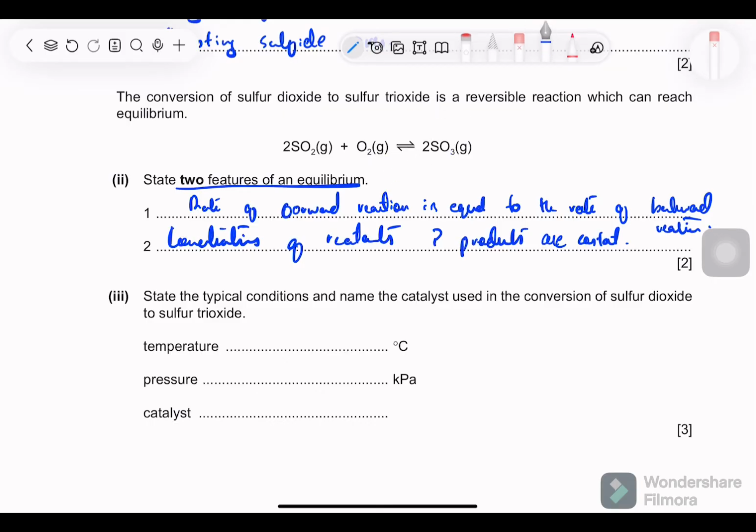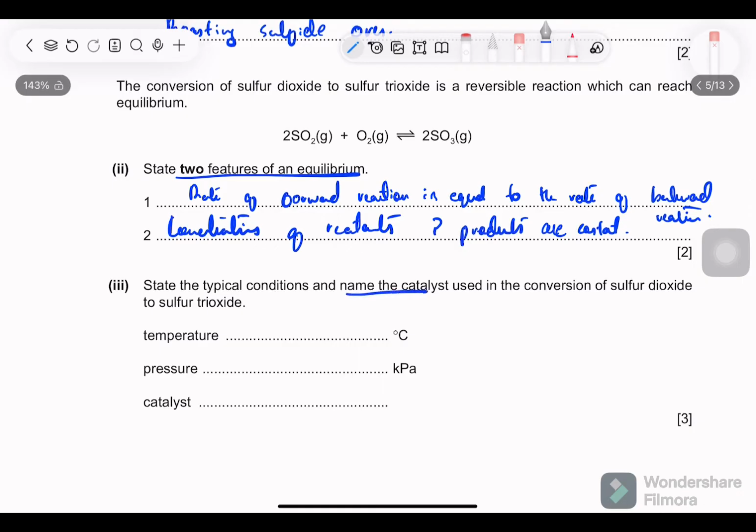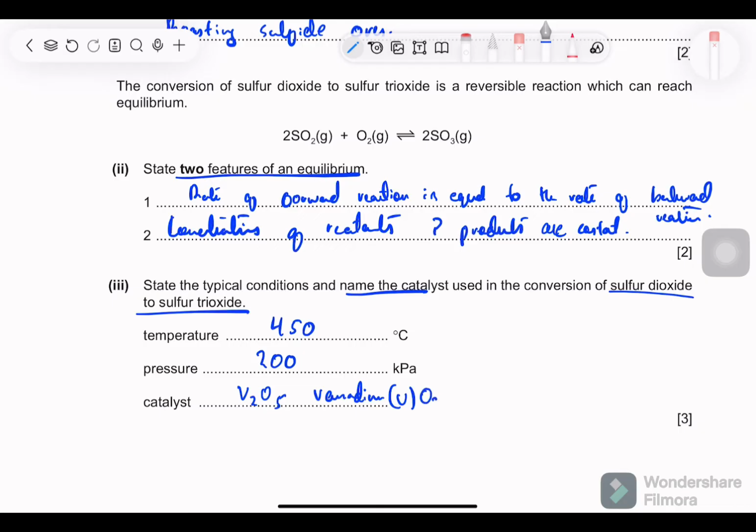Next, state the typical conditions and name the catalyst used in the conversion of sulfur dioxide to sulfur trioxide. This is pure recall. Temperature is 450 degrees Celsius, and pressure is 200 kilopascals. Catalyst V2O5, or you can write vanadium 5 oxide. You don't need to remember the chemical formula. For ammonia, if this question were about ammonia, this would have been 20,000 kPa, and this would have been iron.